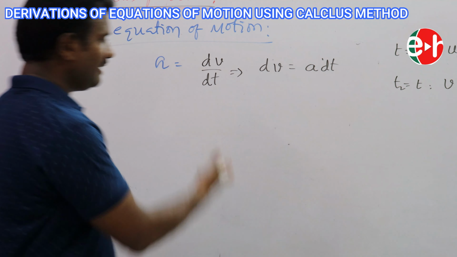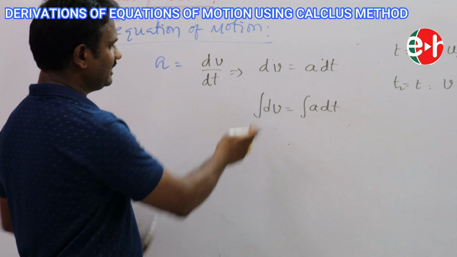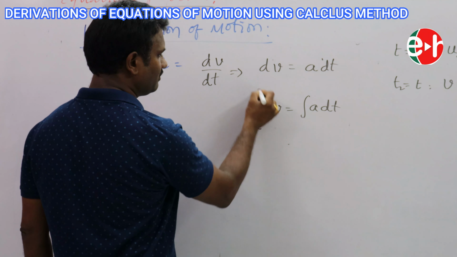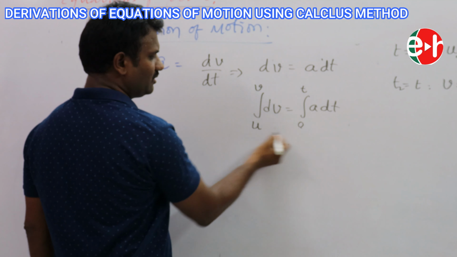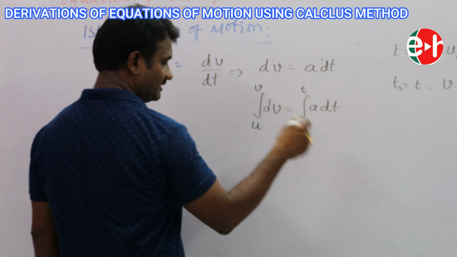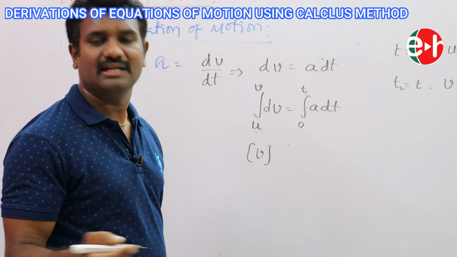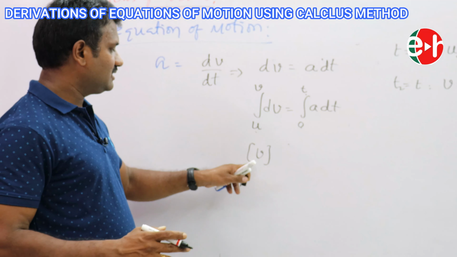If I apply integration, this is integral of dv is equal to integral of a times dt. By applying the limits, here the limits for velocity are from u to v, and the limits for time are from 0 to t. At time t equal to 0, the initial velocity is u. At time t, the final velocity is v. As you know, integral of dv is equal to v. As I said, if you are not aware of integration, please skip this video and go to the next video. If you are aware of integration, then follow this. Otherwise, you won't know how this step came.